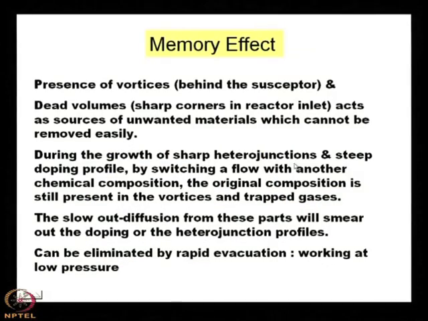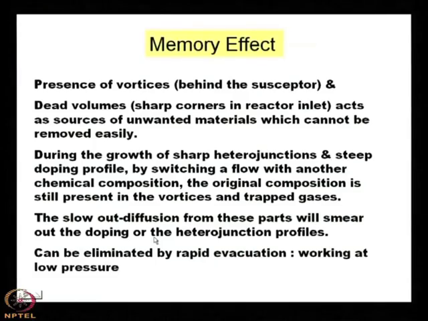During the growth of sharp heterojunctions and steep doping profiles, by switching a flow to another chemical composition, the original composition is still present, memory, in the vortices and trapped gases. The slow out-diffusion from these parts will smear out the doping or the heterojunction profiles. This can be eliminated by rapid evacuation, that means working at low pressure. So, memory effect is one important thing which must be considered for this type of reactor. You can design a reactor where the memory effect can be less.